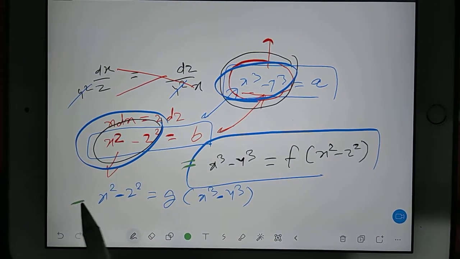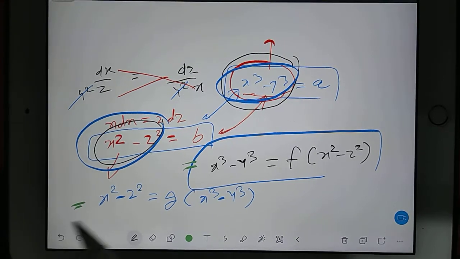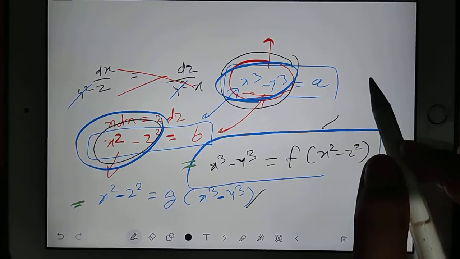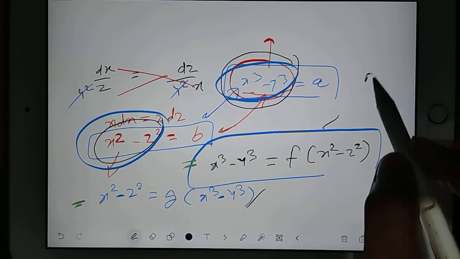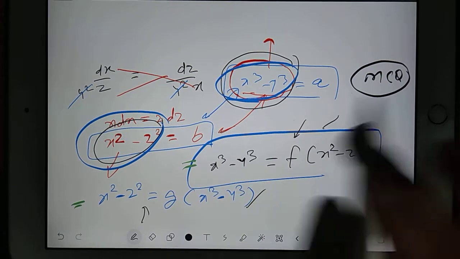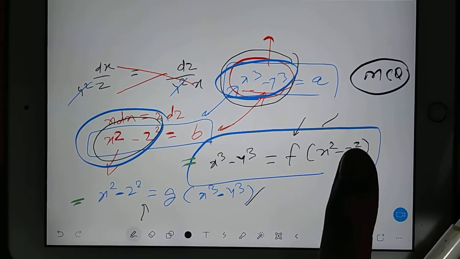Any one you can choose. So in the GATE exam you have to check: if the question is coming in MSQ, then both can be correct. And if the question is coming in MCQ, then they will arrange it such that you can choose either this one or this one; both will not be given.